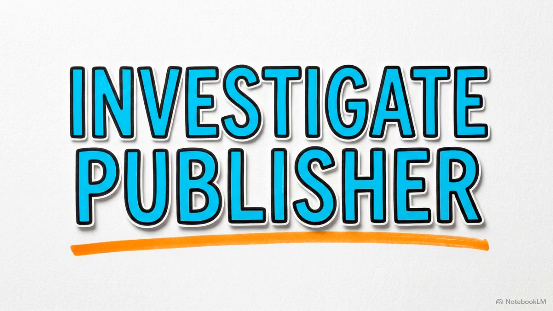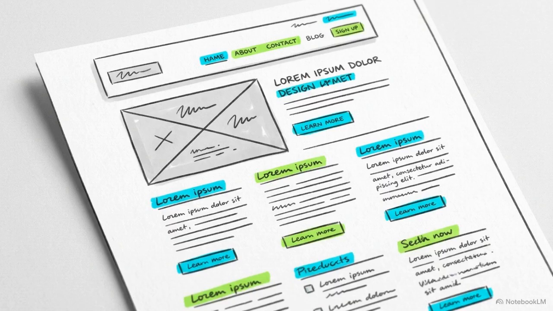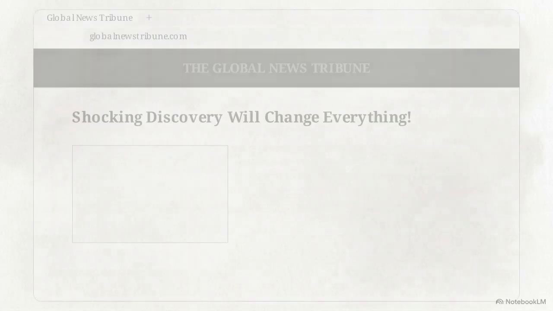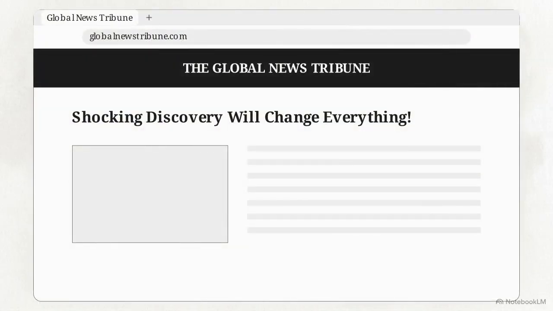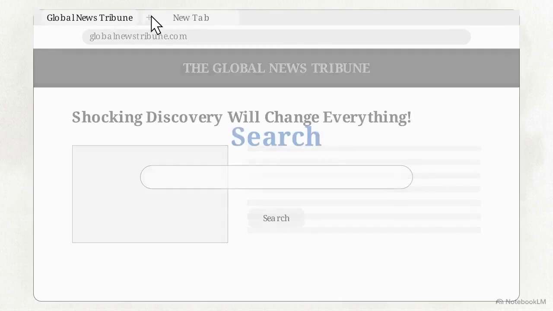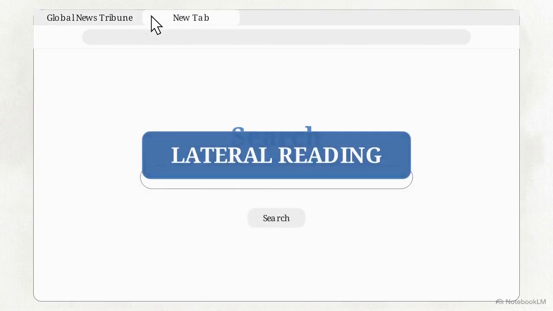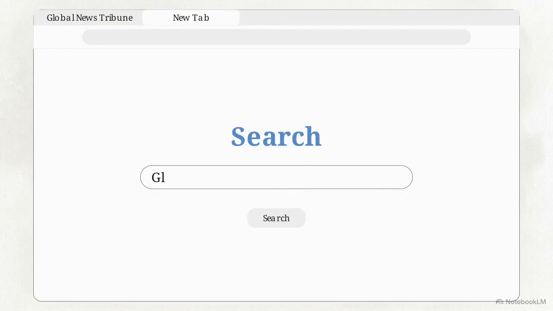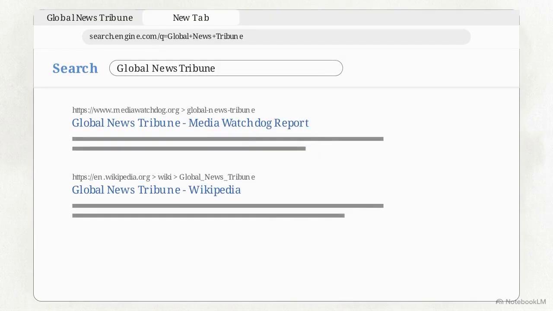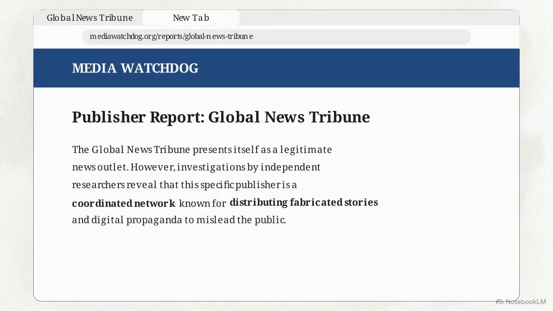Read laterally. A common mistake is judging a website's credibility solely by its appearance. Even highly deceptive organizations can build professional-looking homepages. Instead of staying on the unfamiliar website, open a new tab. This technique is called lateral reading. You leave the source entirely to investigate the publisher's background. Search for the publisher's name to see what independent sources, like Wikipedia or professional media watchdogs, have documented about them.